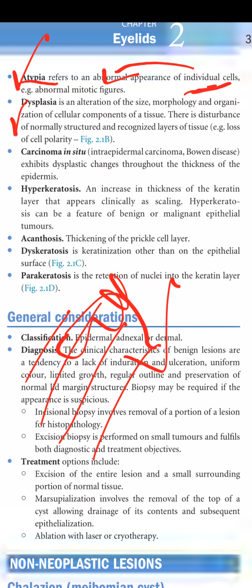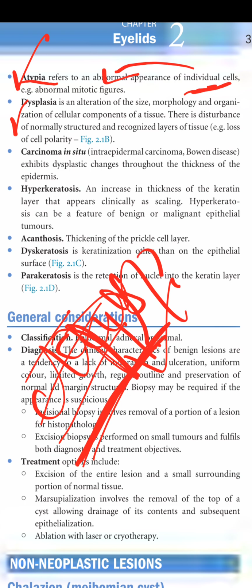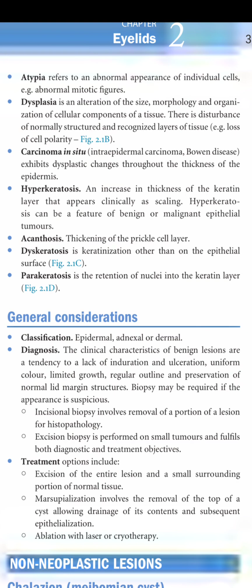Carcinoma in situ, intraepidermal carcinoma or Bowen disease exhibit dysplastic changes throughout the thickness of the epidermis. So whenever there are dysplastic changes throughout the thickness of the epidermis, it is known as carcinoma in situ. Hyperkeratosis and acanthosis are basically thickenings of the layers of the epidermis. Whenever there is a thickening of the keratin layer of the epidermis, it is known as hyperkeratosis, and where there is a thickening of the prickle cell layer, it is known as acanthosis. And it is very important in the definitions of the tumors.